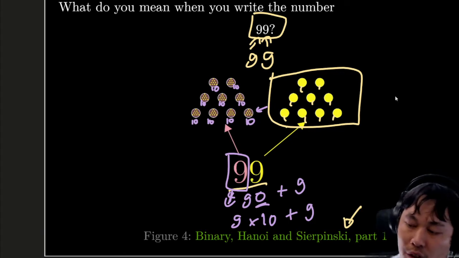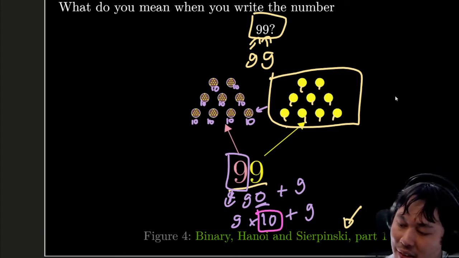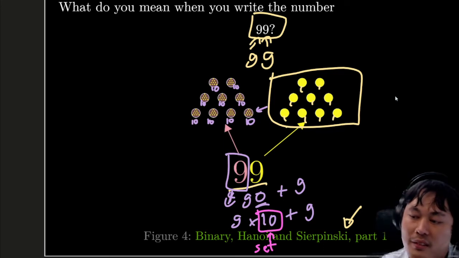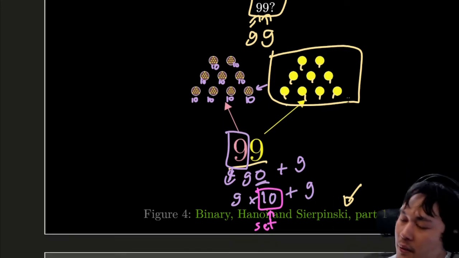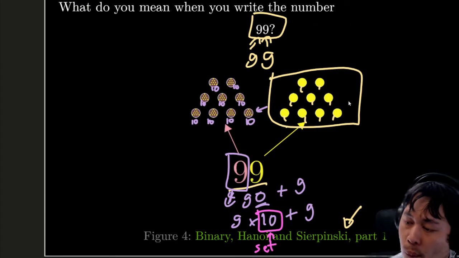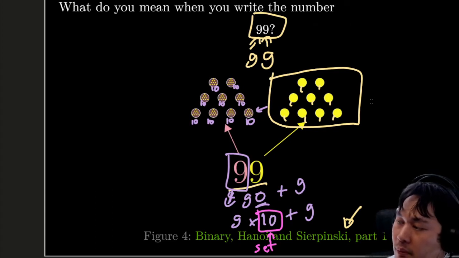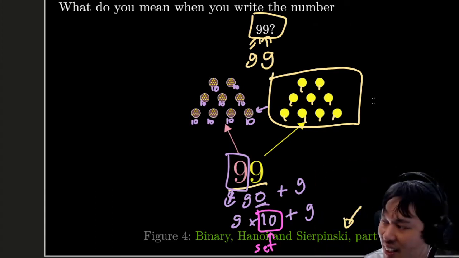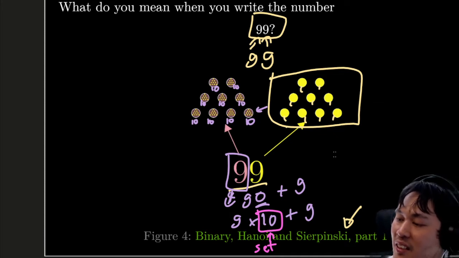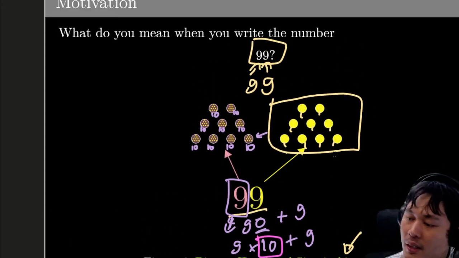And again, if you ask why we use 10, that's the base. That's the number of things in each set. Each set contains 10 things. So that's how we interpret and analyze each digit, and that happens with 10.